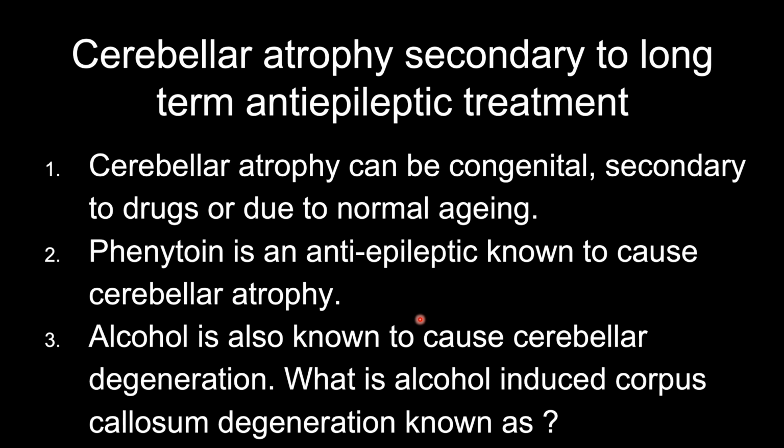A few important points. Cerebellar atrophy can be congenital, secondary to drugs, or due to normal aging. Phenytoin is a known drug causing cerebellar atrophy. Another important cause, a relatively commoner cause, is alcohol.